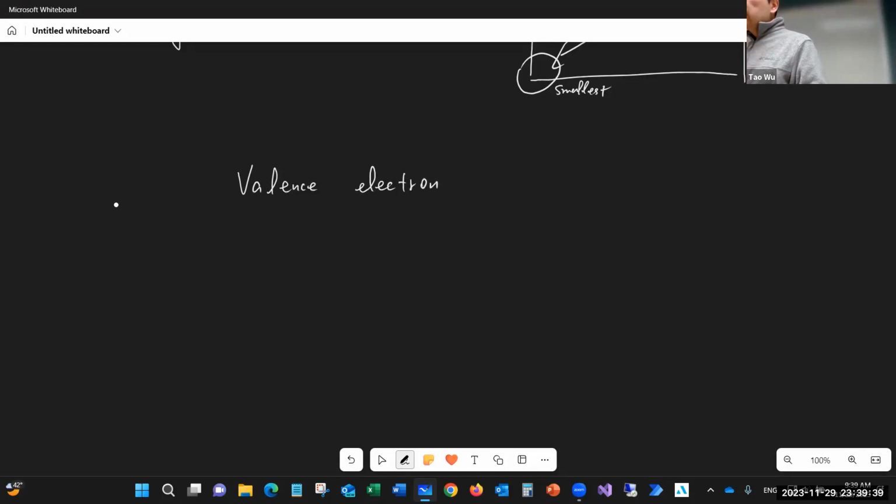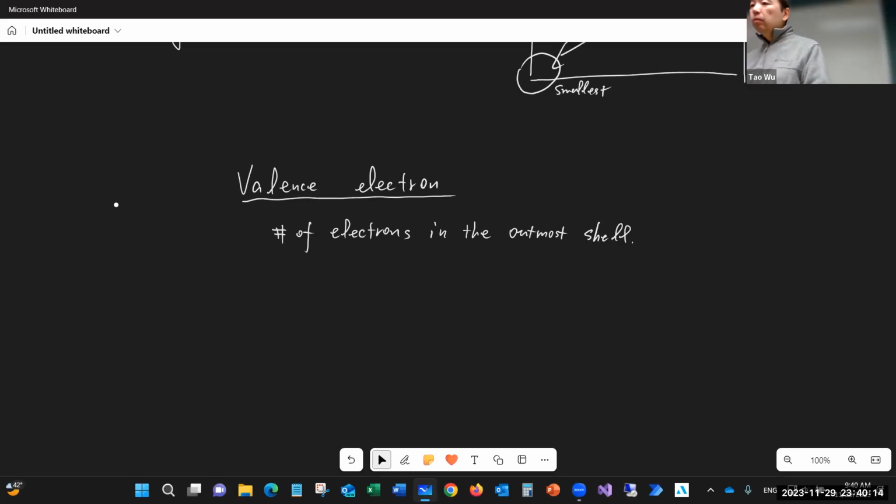This is a very important concept. Before we write the Lewis structure, we need to know what is called a valence electron. So what exactly is a valence electron? The definition is the number of electrons in the outermost shell.